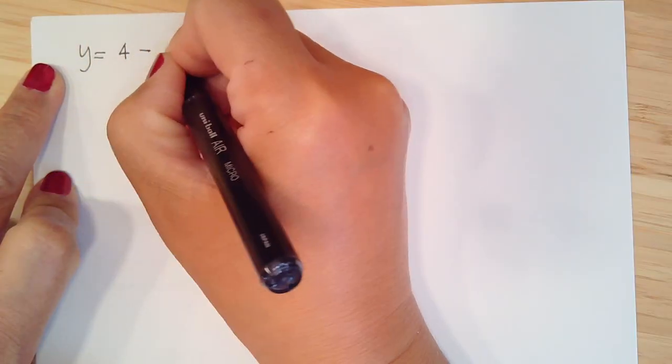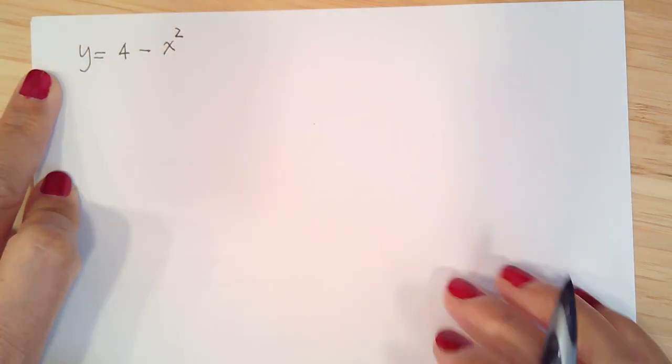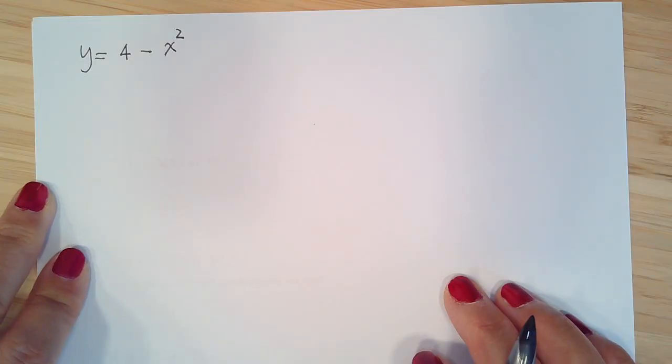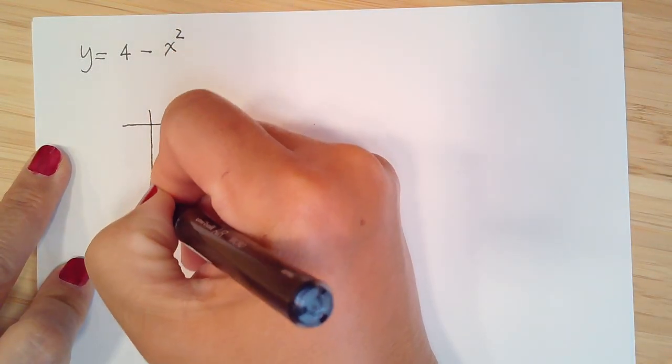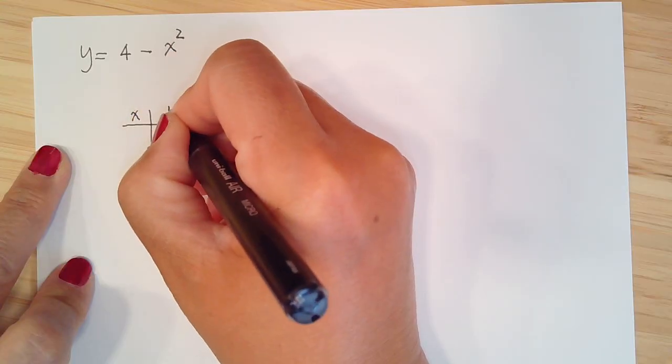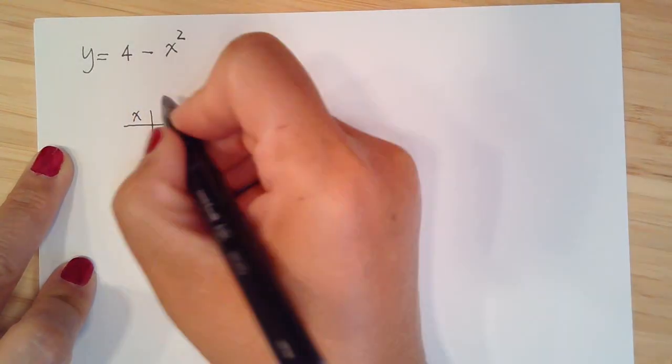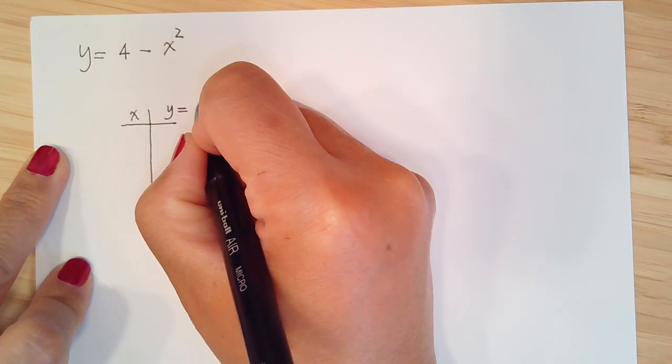We're going to graph this one: y equals 4 minus x squared. This is not that obvious, huh? But anyway, we do a very similar thing. We pick some x and figure out the y. If you like, you can also write here y equals 4 minus x squared.